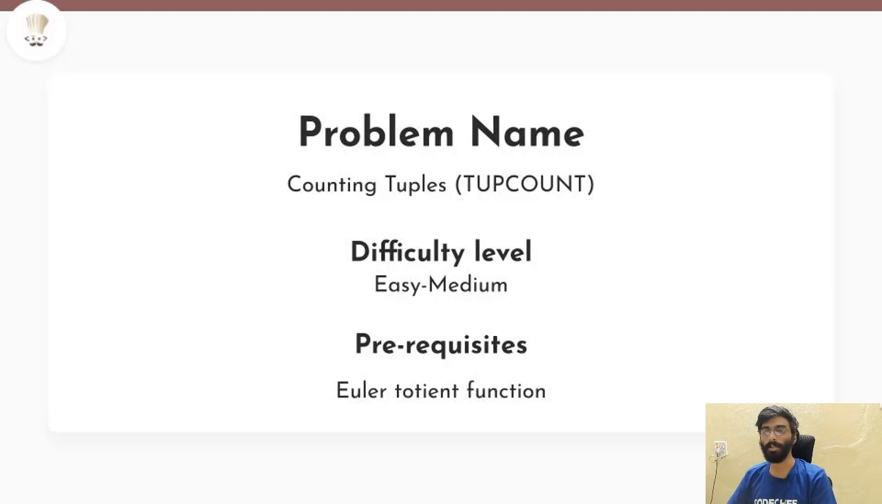So the problem I will be taking today is Counting Tuples from Starters 14 round, the code for which is TUPCOUNT. It is an easy-medium problem. The prerequisite is just the Euler totient function.